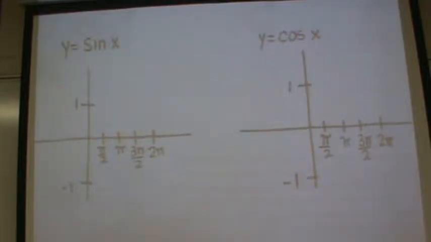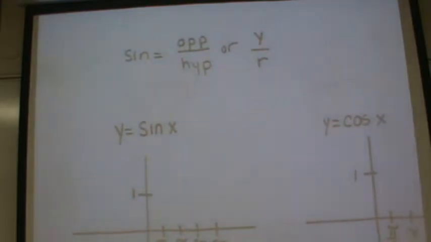Friday, we talked about the graphs of the sine and the cosine curve, okay? So, what is the definition of sine? Sine is opposite over hypotenuse, or x over y over r, right?